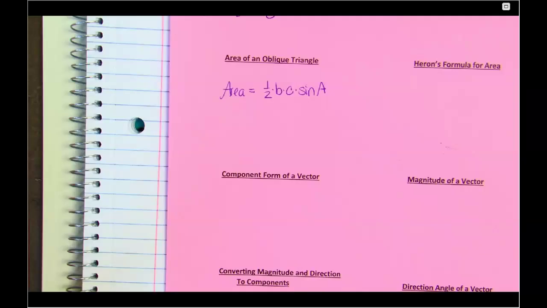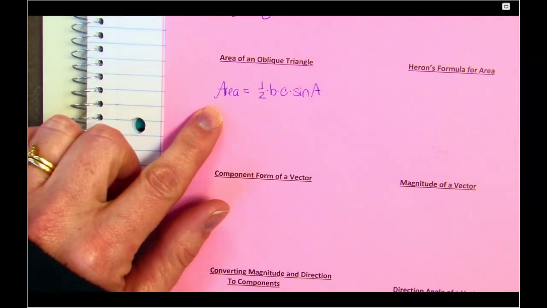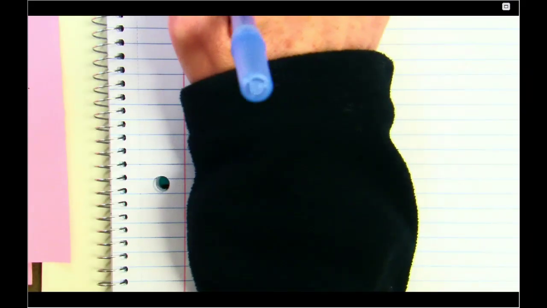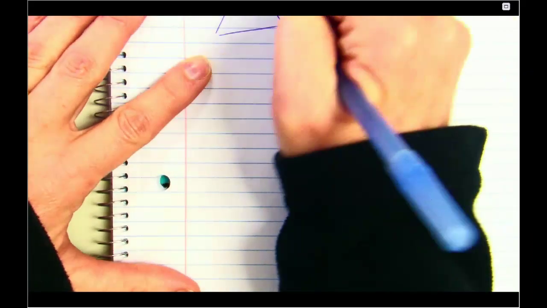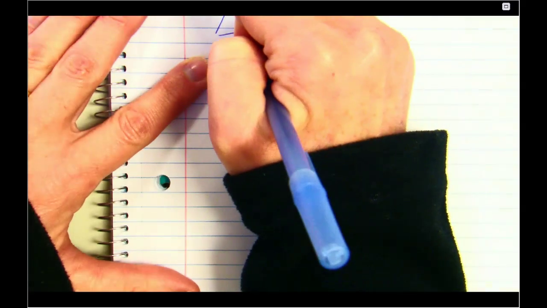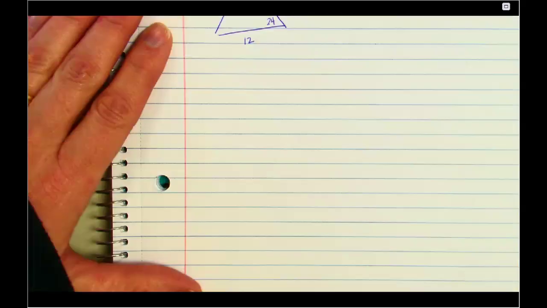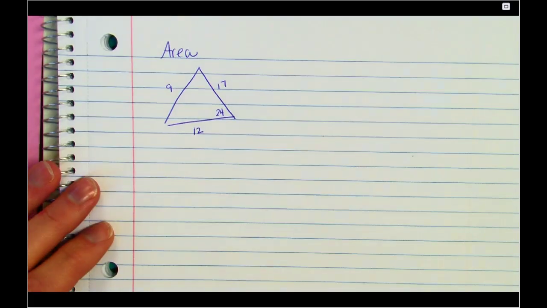I could rewrite that with all the letters, but it gets a little ridiculous, and I didn't do it on the sheet that I give you for your test. What I want you to realize is you can relabel a triangle whenever you want. Let's say I give you this, and I say that this is 24, this is 12, this is 17, and this is 9. And we're going to find the area.